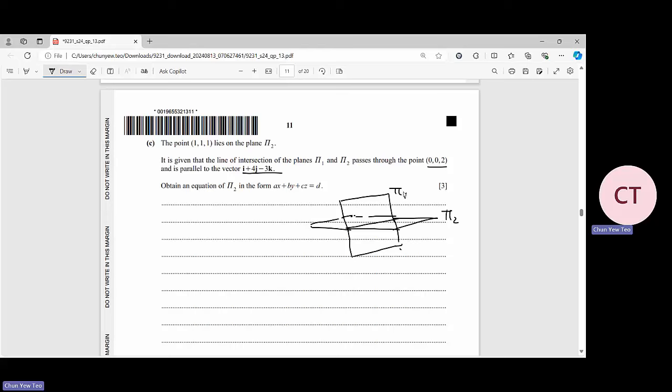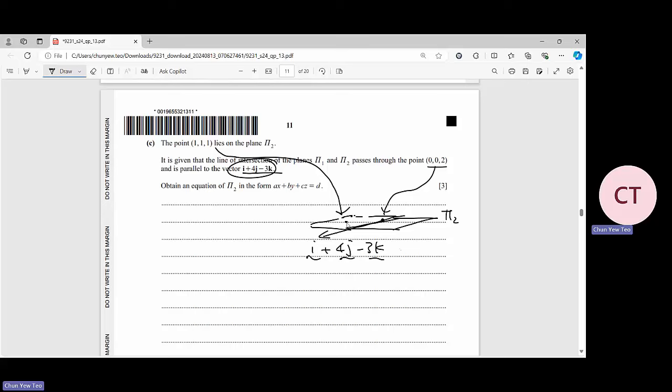Okay, so they say that the intersection of pi 1 and pi 2, the line over here, is actually parallel to this vector. Maybe I erase away the pi 1. So the line that we have here, this directional vector is i plus 4j minus 3k. And then they say that this line passes through a point 0, 0, 2. And then they say pi 2 contains another point 1, 1, 1.